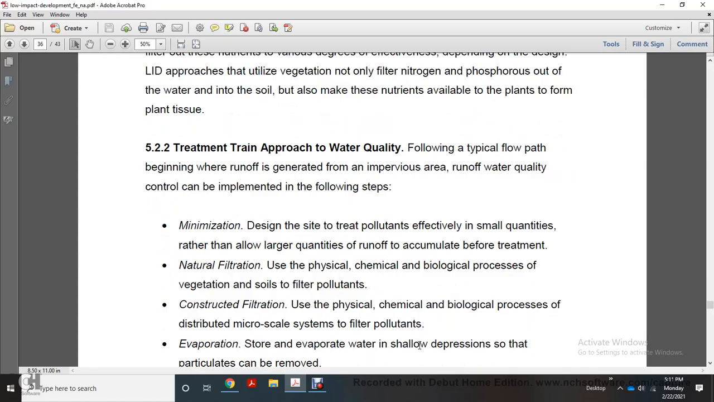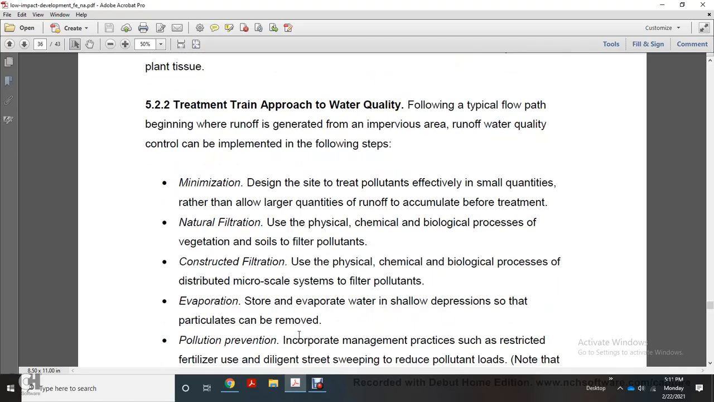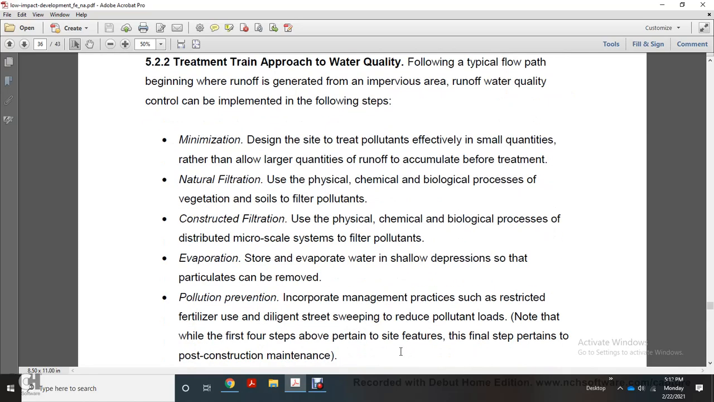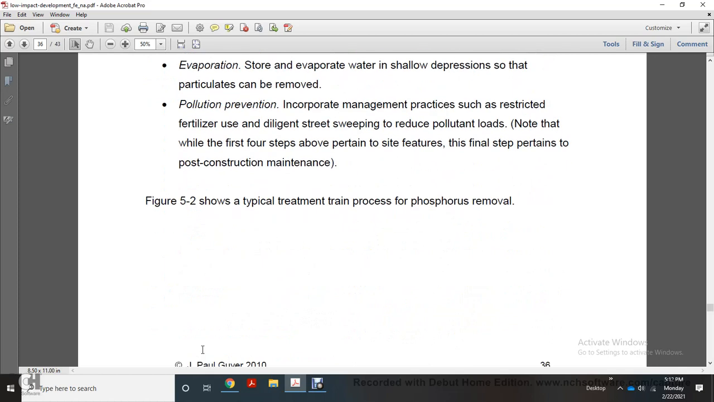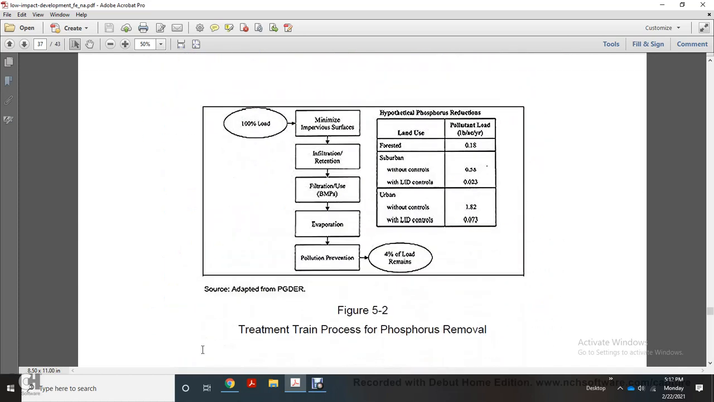Evaporation: store and evaporate water in shallow depressions so the particles can be removed. Pollutant prevention: incorporate management practices such as restricted fertilizer use and diligent street sweeping to reduce pollutant loads. Note that after the first 4 steps of the site features, the final step pertains to post-construction maintenance. Figure 5 shows the typical treatment train process for phosphorus removal.